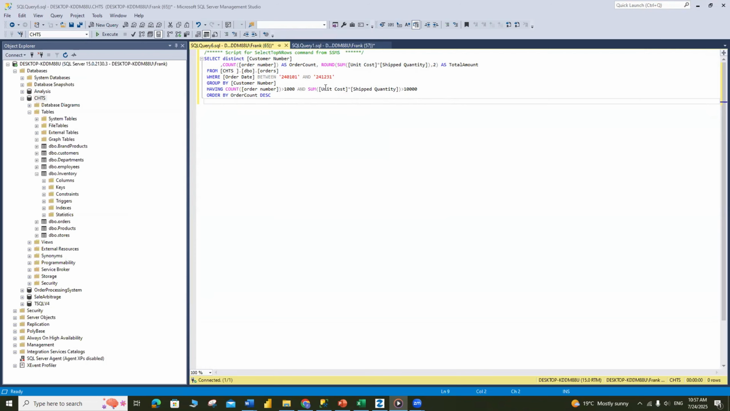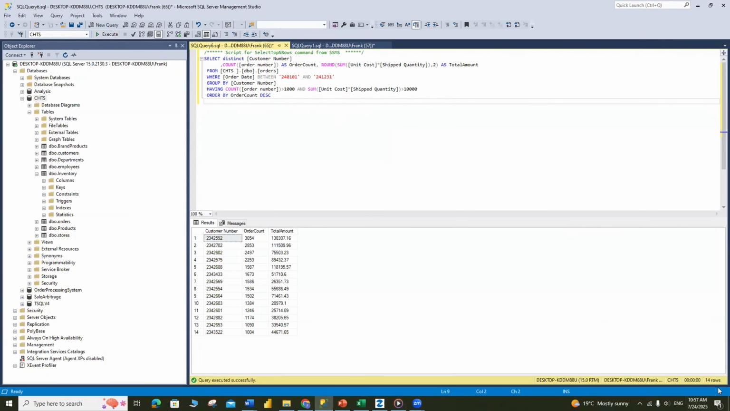Round ensures the total amount is displayed with 2 decimal places. Order by ensures customers with the highest order count appear at the top. After running the query, we get 14 high-value customers. These are your most active and valuable customers in 2024. An important insight for loyalty programs, targeted marketing, or strategic planning.